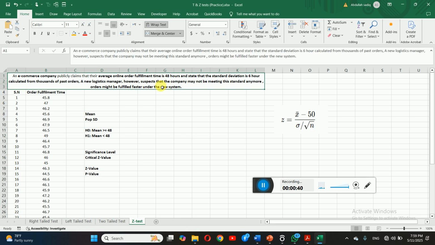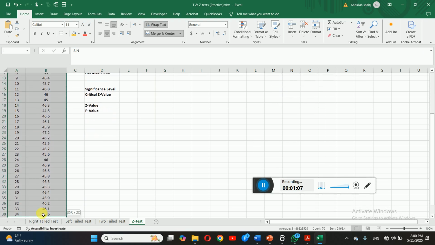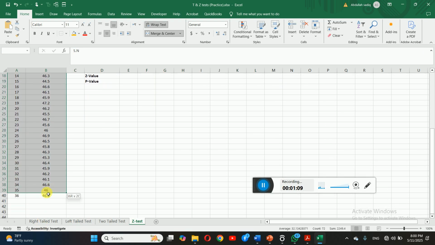Okay, dear students, in this situation, the general order fulfillment time is 48 hours, but the new logistics manager is claiming that because of the new system, there is efficiency, right? So the claim is that the company is now fulfilling the order in less than 48 hours. For this purpose, a sample of 36 orders is taken, and the order fulfillment time is given for each.